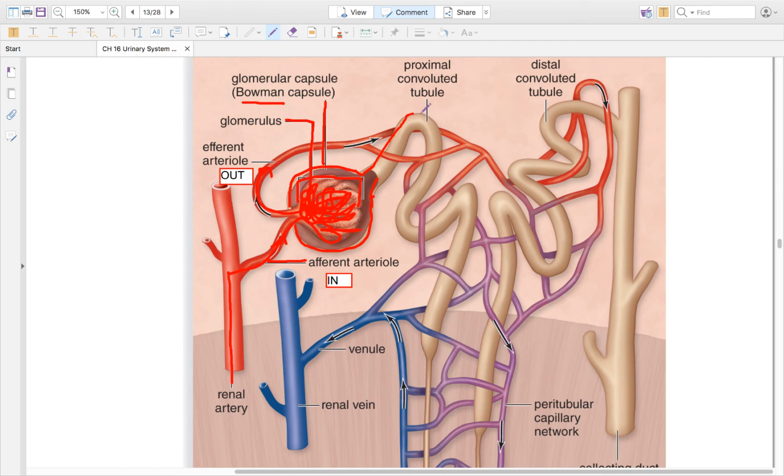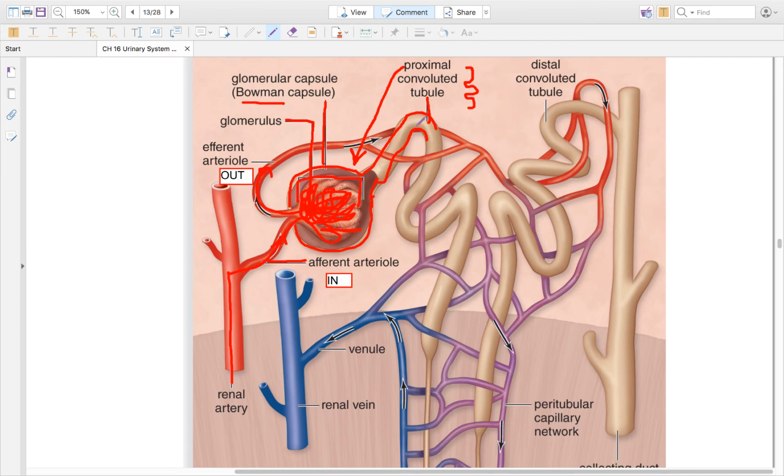Now the next part of this structure, the nephron, is this tubule. See this tubule right here? Okay, that's called the proximal convoluted tubule. Okay, remember what proximal means. Proximal means close in proximity, close to the glomerulus. Okay, and convoluted means twisted, like that. So that's why it's called the proximal convoluted tubule.